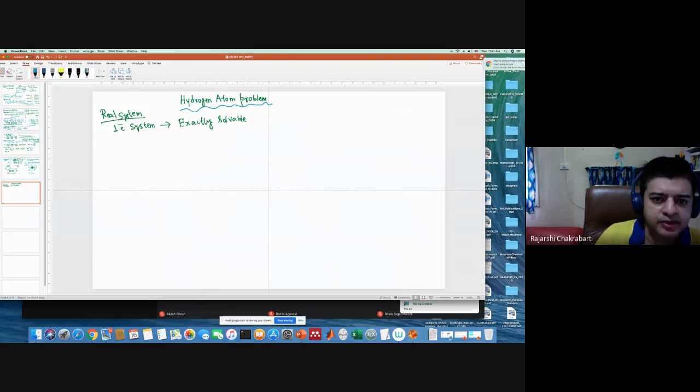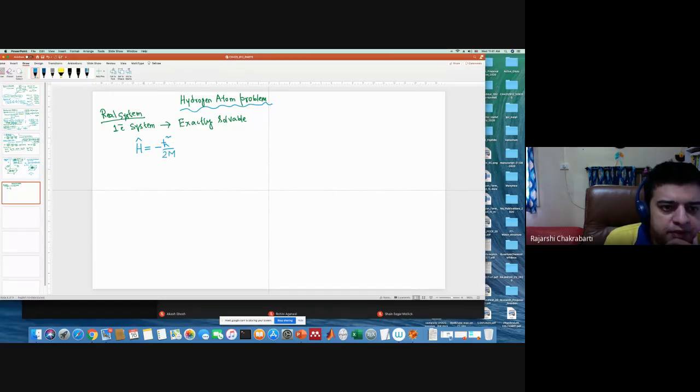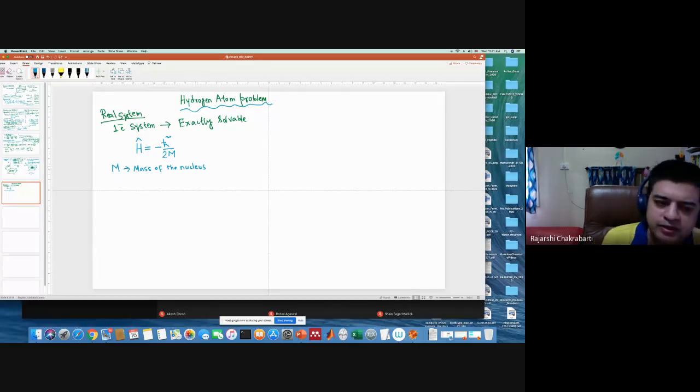Okay, so let me start by writing the Hamiltonian. If I write down the Hamiltonian of the system, because you know in this hydrogen atom problem, you have a nucleus and you have one electron. That is the problem. So for the nucleus, I have a kinetic energy which I write as h cross square by twice m, where m is the mass of the nucleus. So essentially, in the hydrogen atom, you have only a proton sitting there.